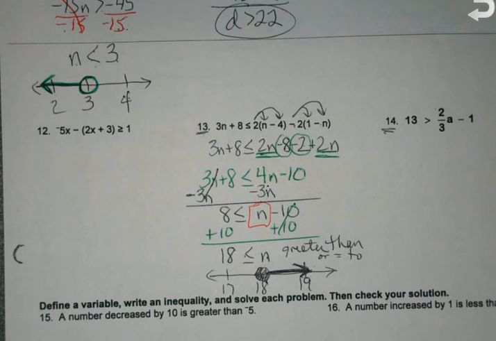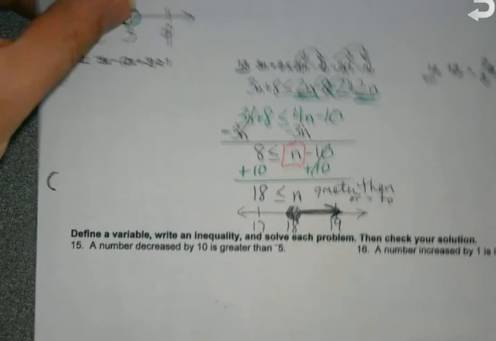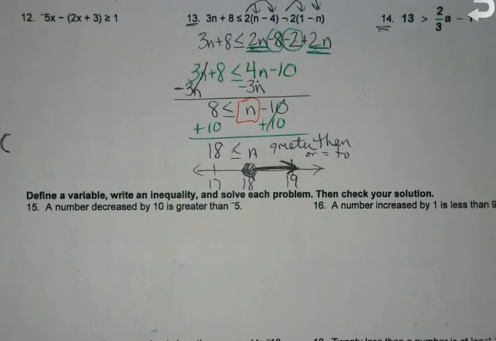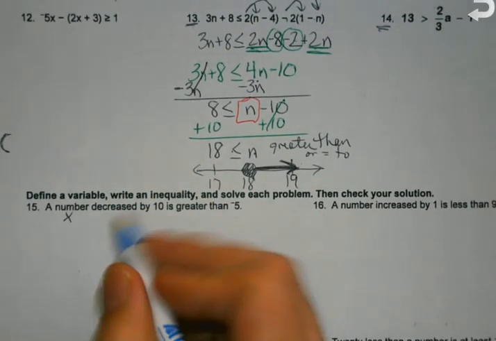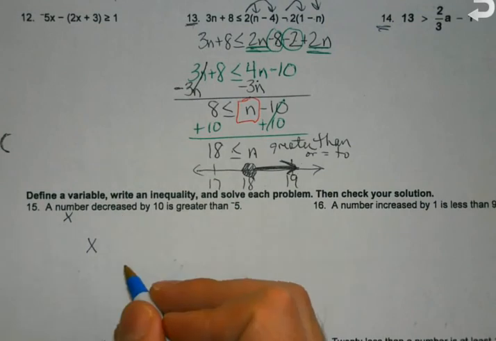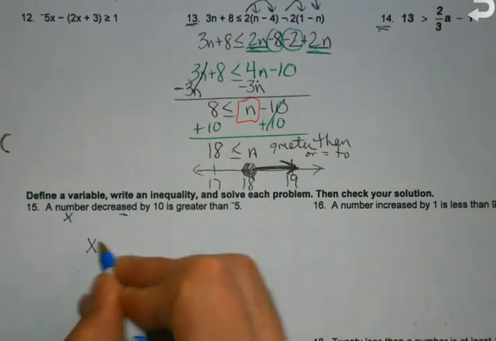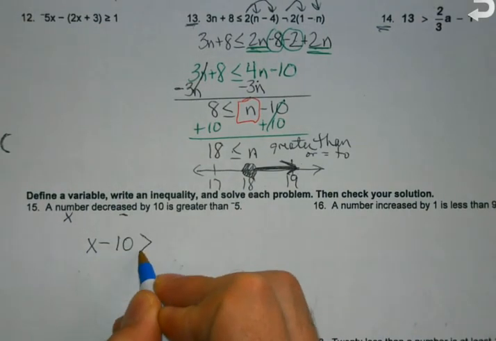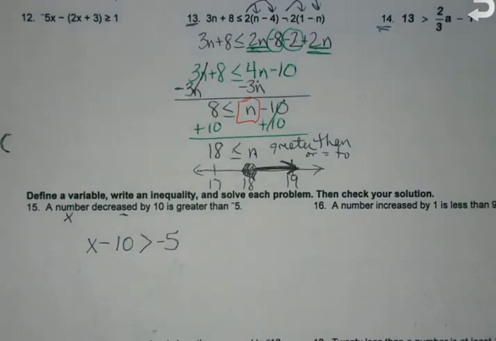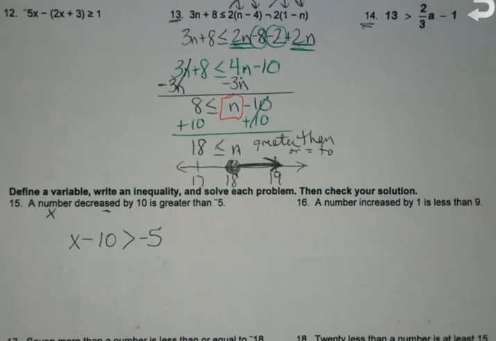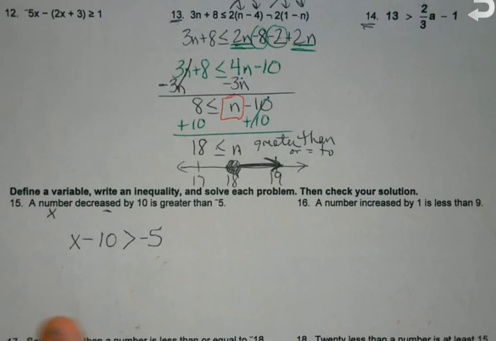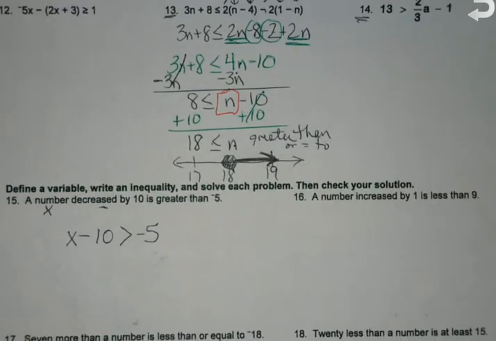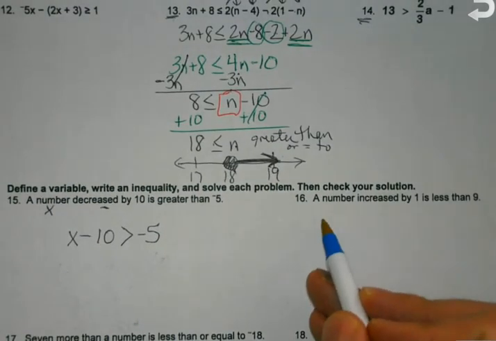And then finally, down at the bottom, we're just going to step these up. A number, and whenever you see fancy words like a number, this means x. x decreased by, what's that mean? Minus 10 is greater than negative 5. Okay? I just want you to write these for right now, just to see how this works. Don't solve it right now. I just want you to be able to go from the words to the inequality, because I'm confident you can solve it.